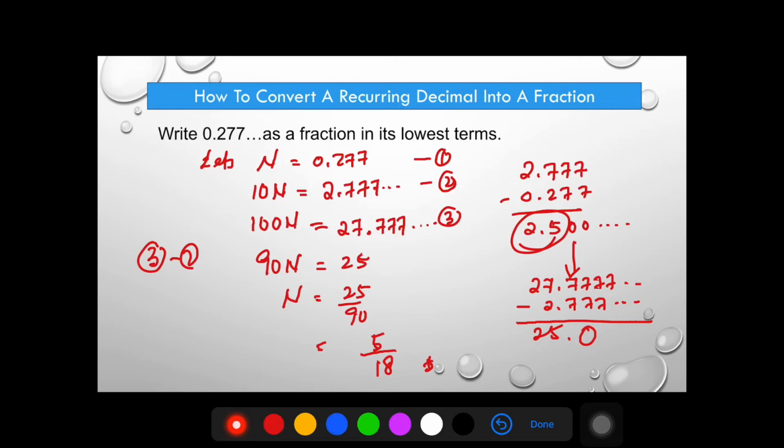So the important part is here. After we subtract equation number 1 and number 2, they must make it into an integer. Integer means whole number. Like this decimal, we still cannot solve it. We must multiply it with 10, 100, 1000, 10,000 and so on, so that we can get the equation for n.